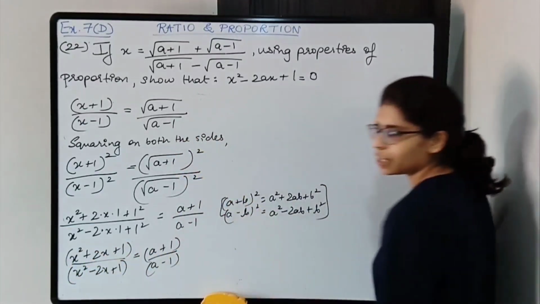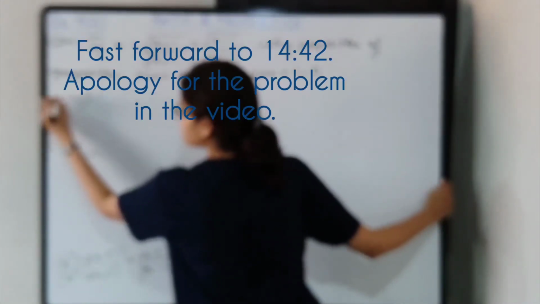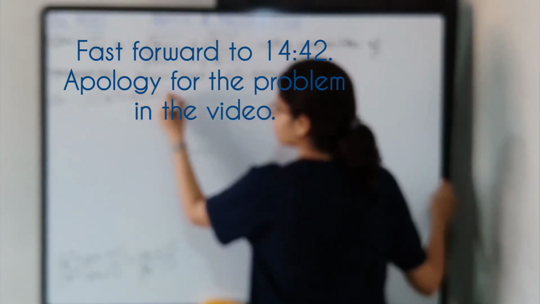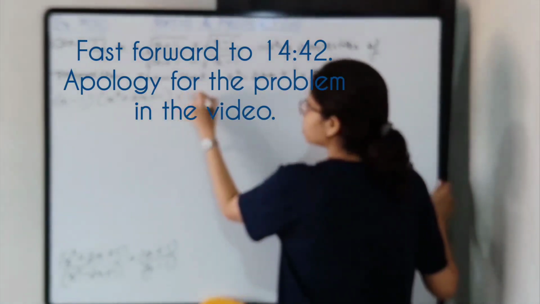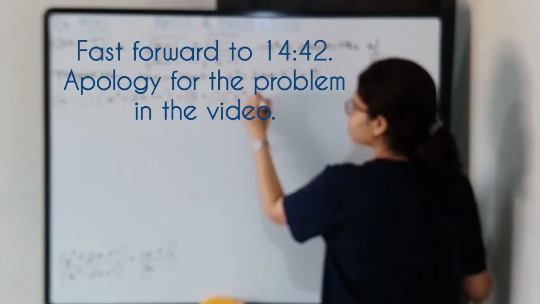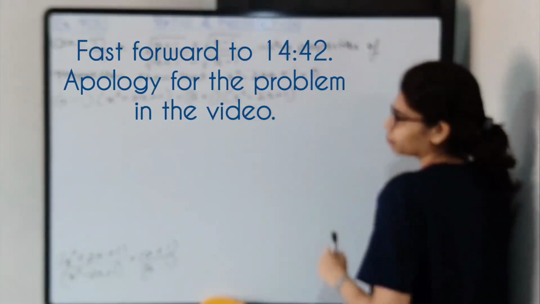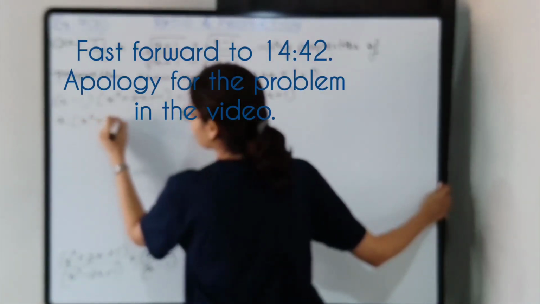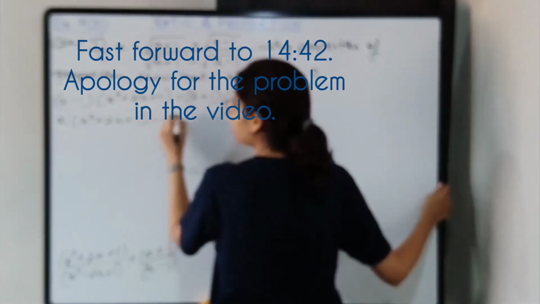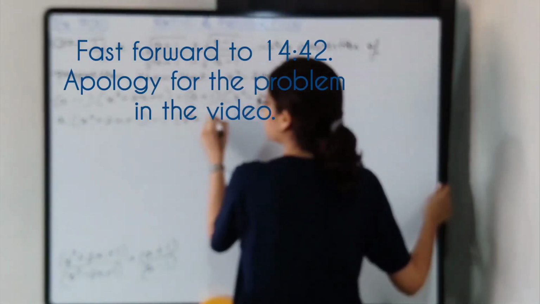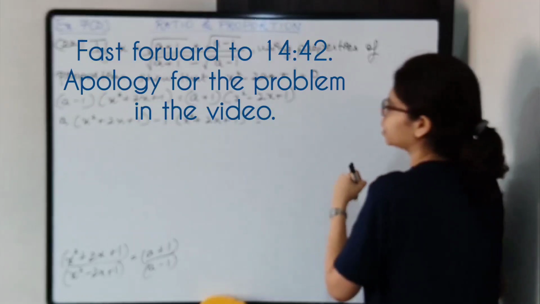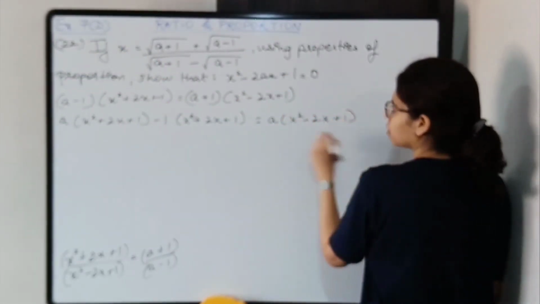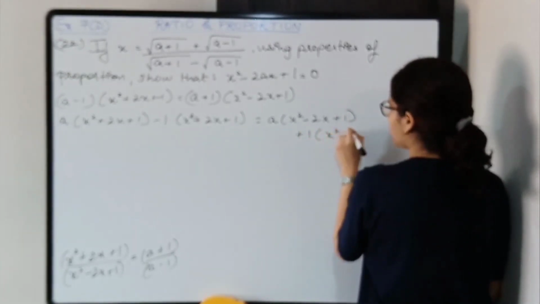Now we'll cross multiply. So (a minus 1) into (x square plus 2x plus 1) is equal to (a plus 1) into (x square minus 2x plus 1). So a into the entire bracket minus 1 into the entire bracket. All right, same thing here, a into the entire bracket plus 1 into the entire bracket.